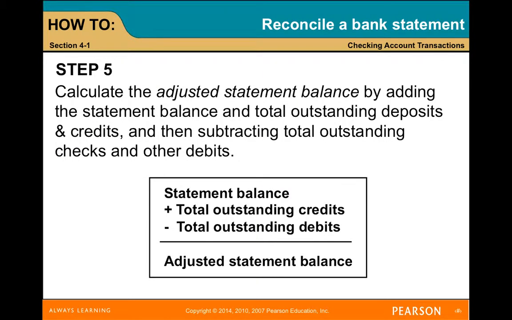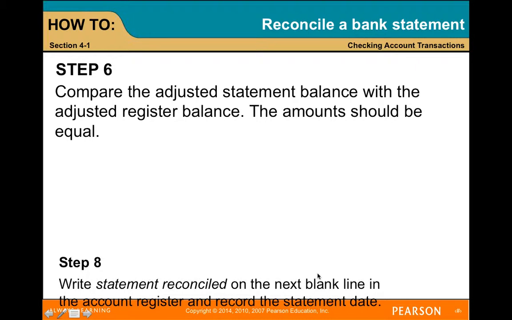The fifth step is to calculate the adjusted statement balance by adding the statement balance and total outstanding deposits and credits and then subtracting total outstanding checks and other debits. So you have your statement balance, your total outstanding credits, your total outstanding debits, and then that's your adjusted statement balance. The sixth step is to compare the adjusted statement balance with the adjusted register balance. The amounts should be equal.